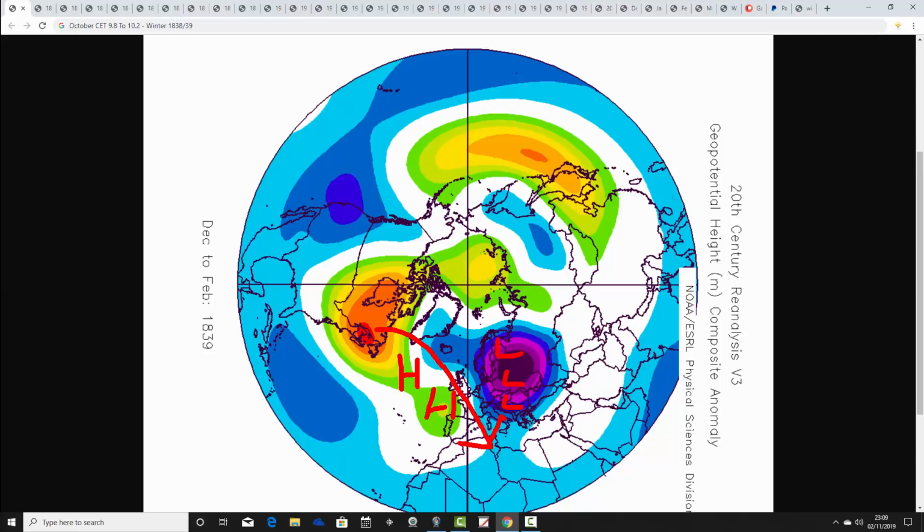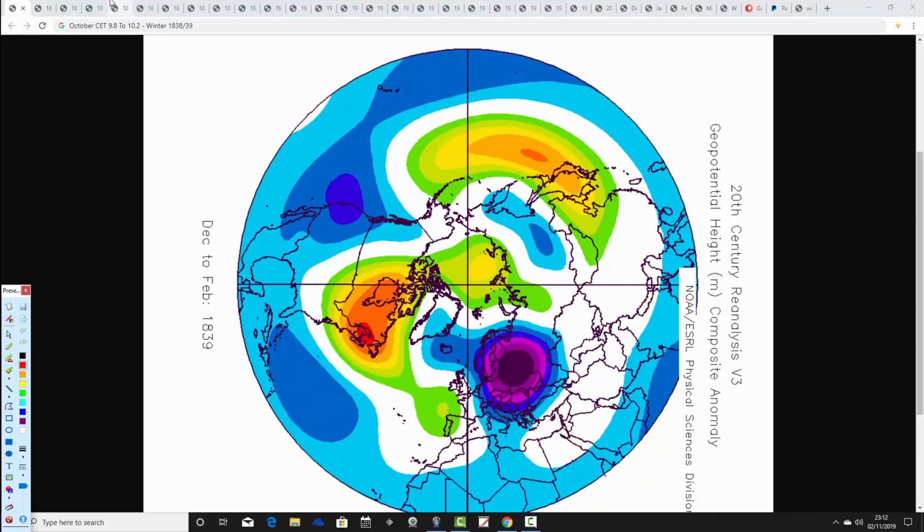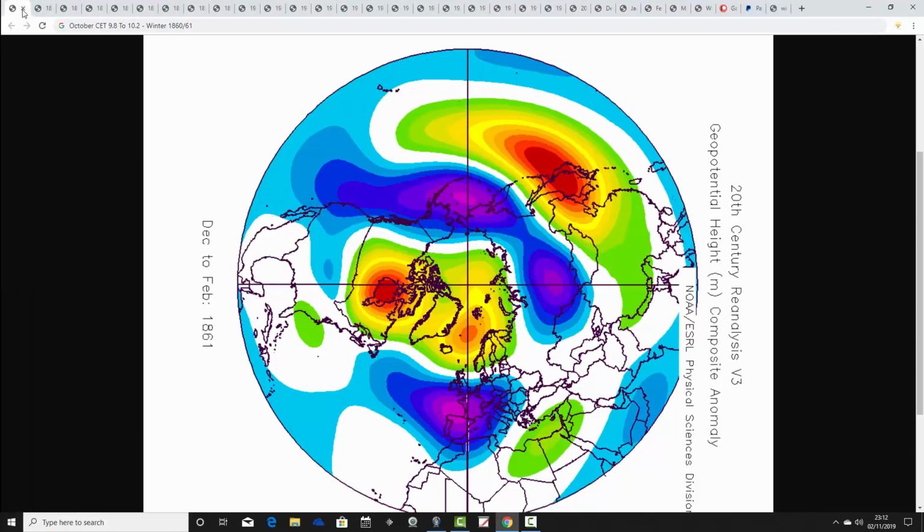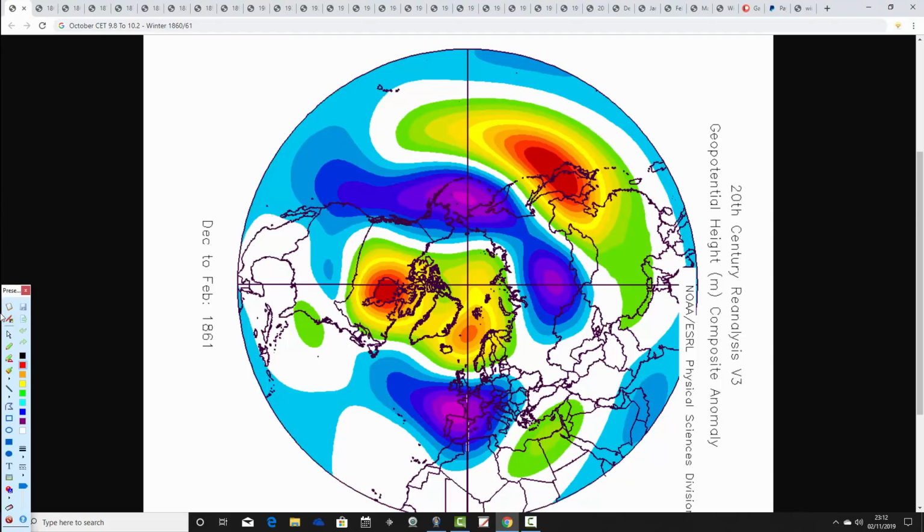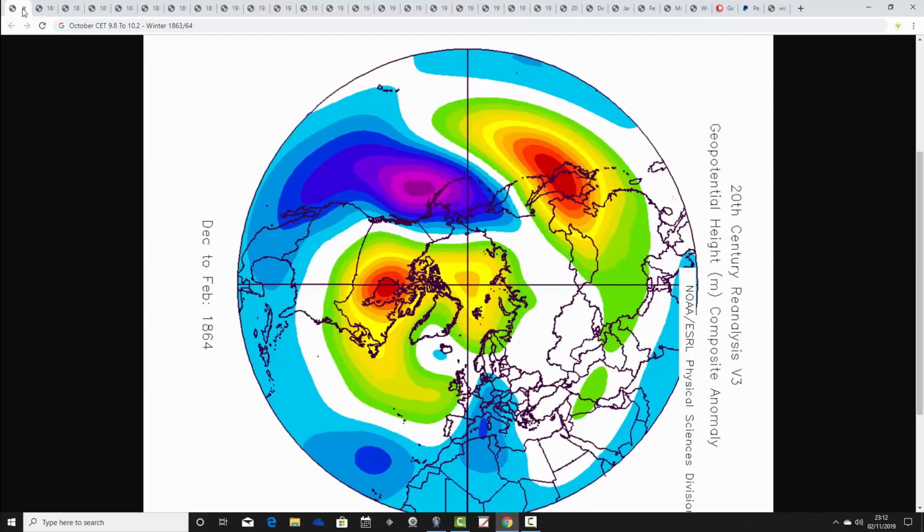I know the winter before that, 1837, 1838, was very cold, really severe winter. This one, slightly less so, but it does look as though it was a pretty cold winter in its own terms. The next winter, following October CET range of 9.8 to 10.2, is 1860, 1861. This one has above average heights to the north and below average heights to the south, bringing in the winds from an easterly direction. That looks like it was a cold and wintry winter as well.